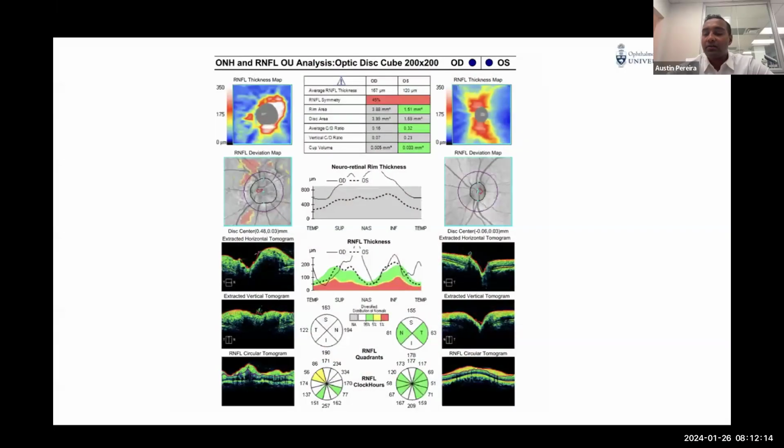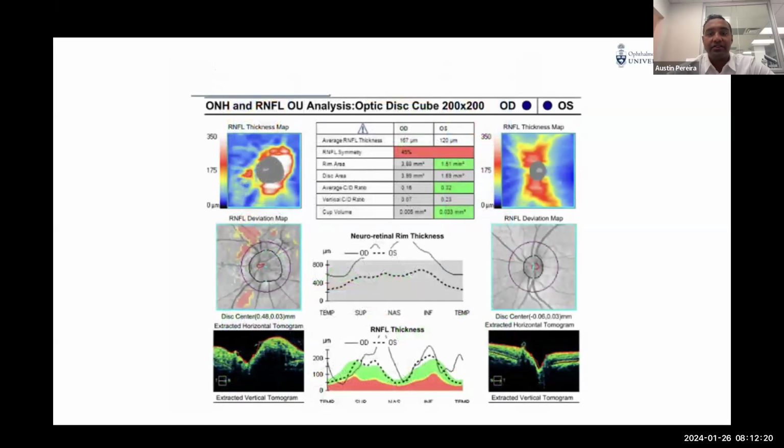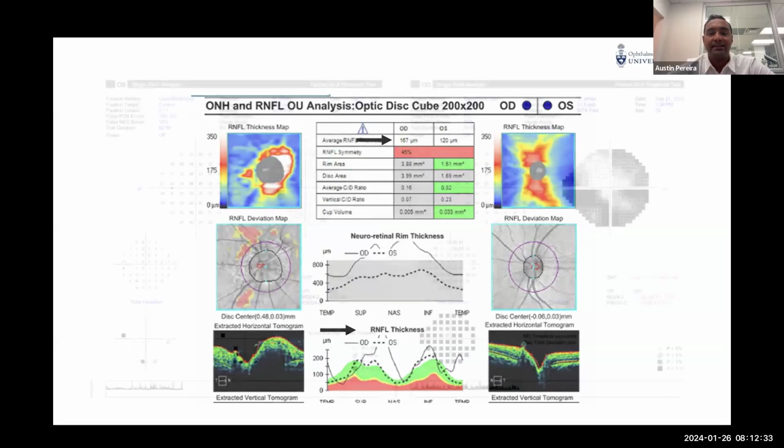And here we have an OCT of the RNFL and optic nerve head. I'll zoom in a little bit more so we can take in the key features. We can appreciate that there's definitely an increased RNFL thickness in the right eye compared to the left, as well as an increased RNFL thickness plot supranasally and inferiorly in the right eye compared to the left.